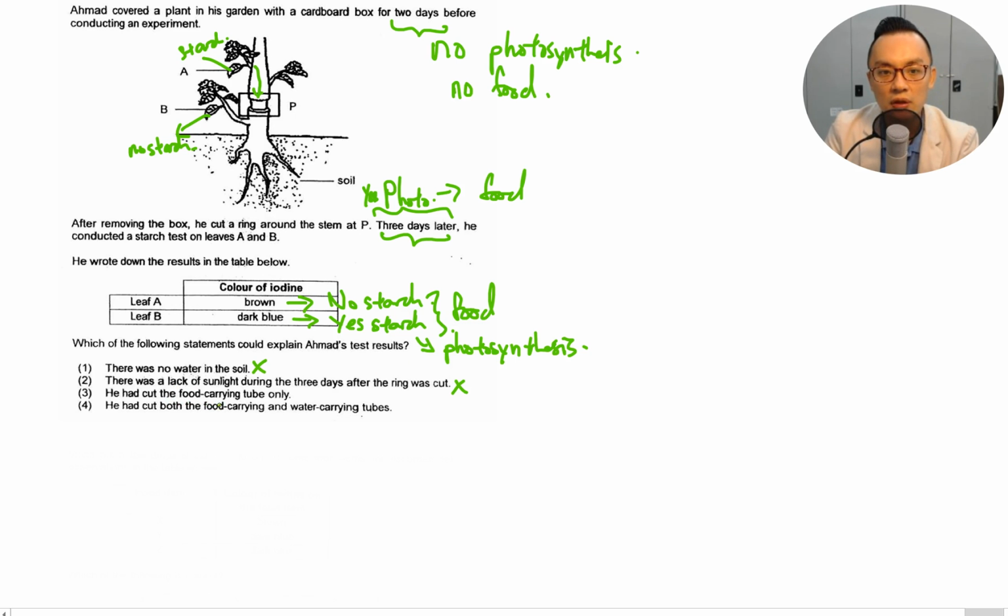He had cut the food carrying tube only. So this is true. He had cut both the food carrying tube and the water carrying tubes. That's not true. If he had done that, then the plant would be starting to die. So if he had cut the food carrying tube only, what happened is that the food cannot go down, and all this, because this part of the branch is actually below the cut part. It's below the cut part, so all this will have no starch, whereas above the cut part will have starch, because in these 3 days, all these plants would have photosynthesized.